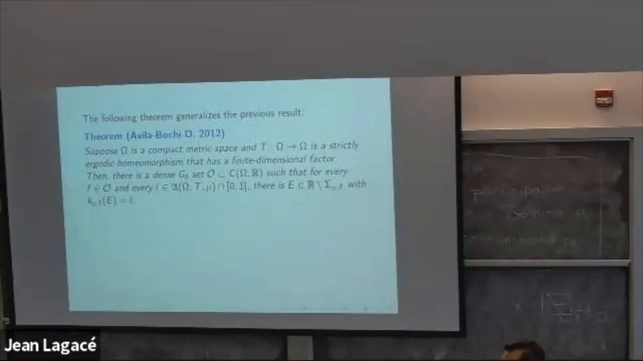So in our previous discussion, the skew shift is strictly ergodic, the minimal shifts on tori are strictly ergodic, but the cat map is not. So this doesn't cover the cat map.